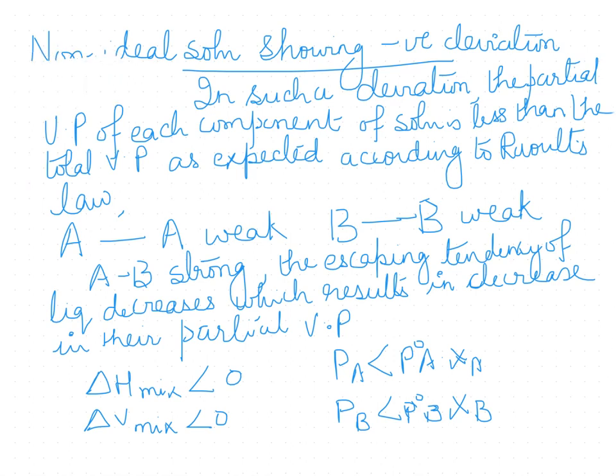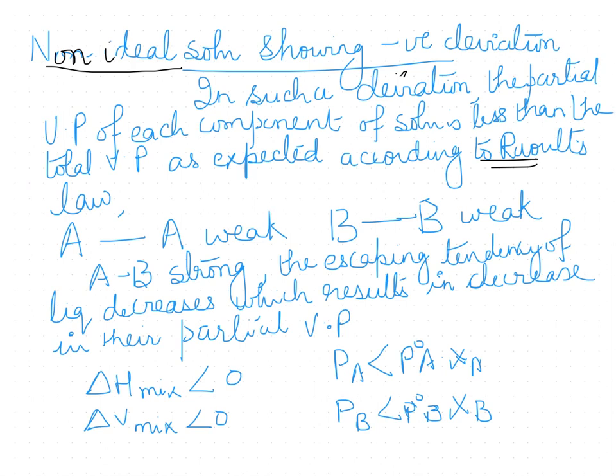Non-ideal solution showing negative deviation. Okay, now in such a deviation, the partial vapor pressure of each component of the solution is less than the vapor pressure as expected according to Raoult's law. That means the total vapor pressure also is less than we are expecting. Is it clear? So can you guess why?